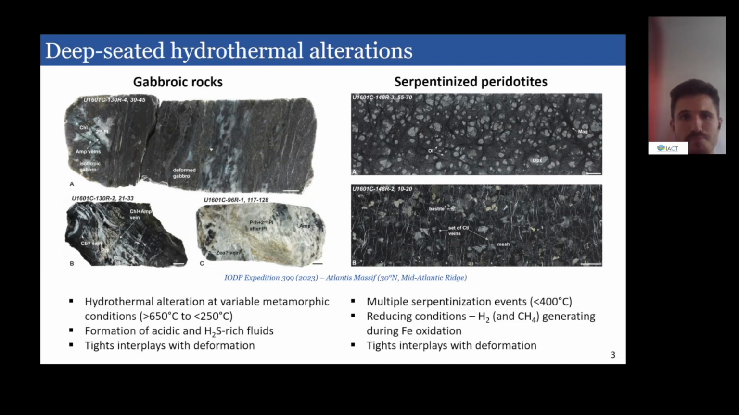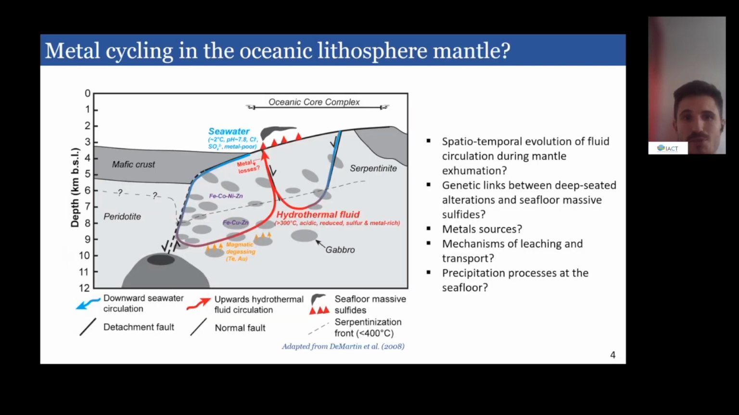And so this hydrothermal alteration leads to the formation of different fluids. On one end, we will have some acidic, sulfur-rich fluids during fluid-gabbroic rock interaction, while you would produce some very reduced conditions during the serpentinization, and so fluids that are enriched in dihydrogen and methane. So we have two different end members.